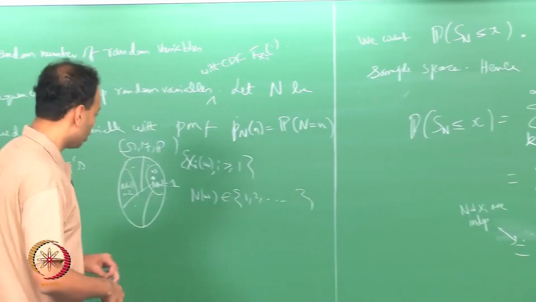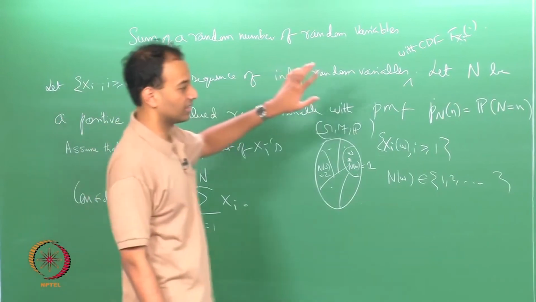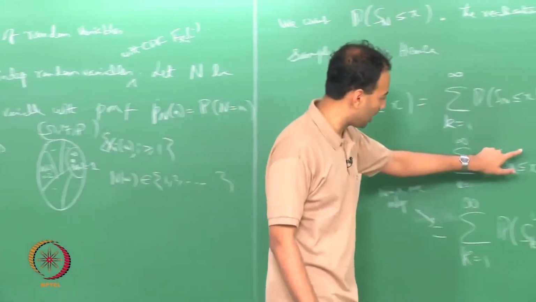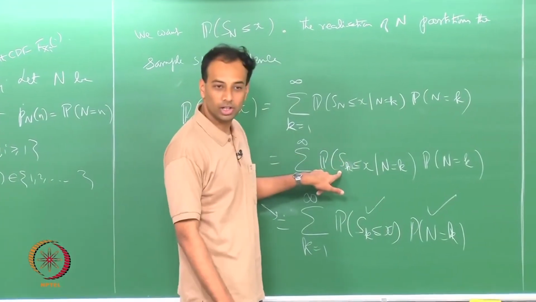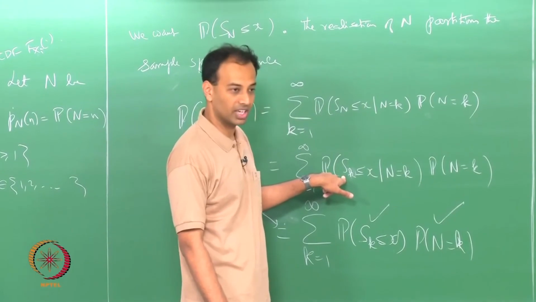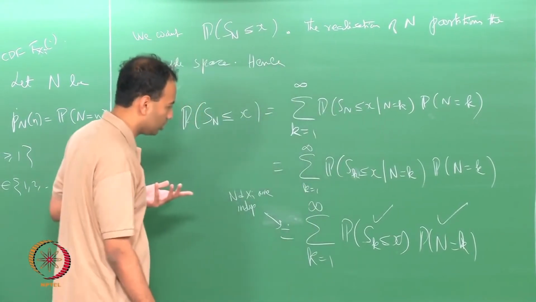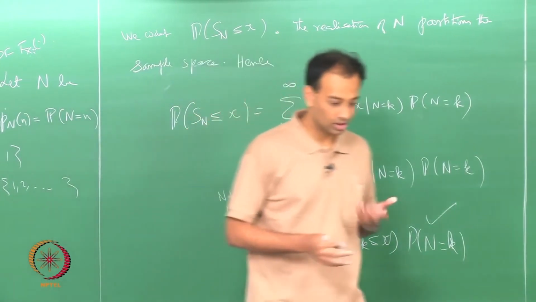Okay, so in this course we will only discuss the case when capital N is independent of the X_i's. So, the number of terms you sum, I made this step, remember. This is only possible if capital N is independent of all the X_i's and therefore independent of S_k. But it is also possible to study the case when capital N depends on the X_i's. So, that also has applications.